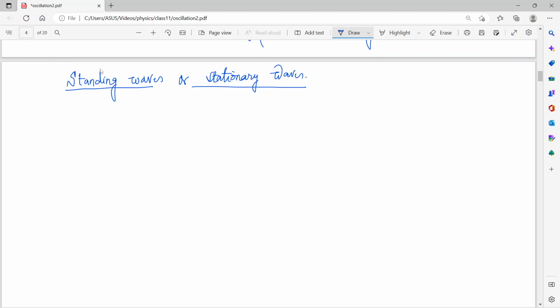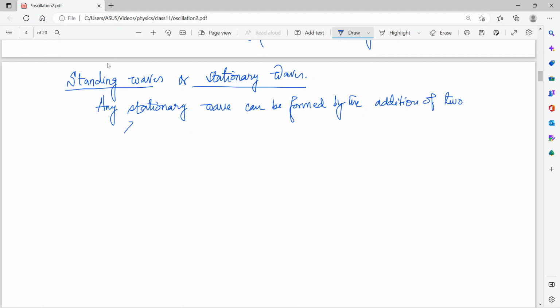Any stationary wave can be formed by the addition of two traveling waves moving in opposite directions, that means they are superimposed on each other, having the same amplitude, frequency, wavelength and speed.